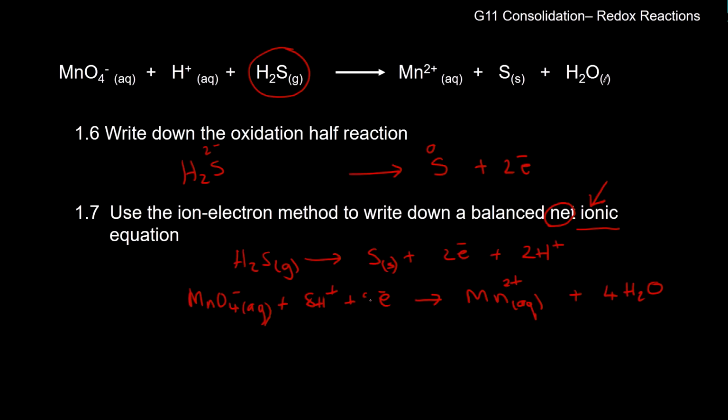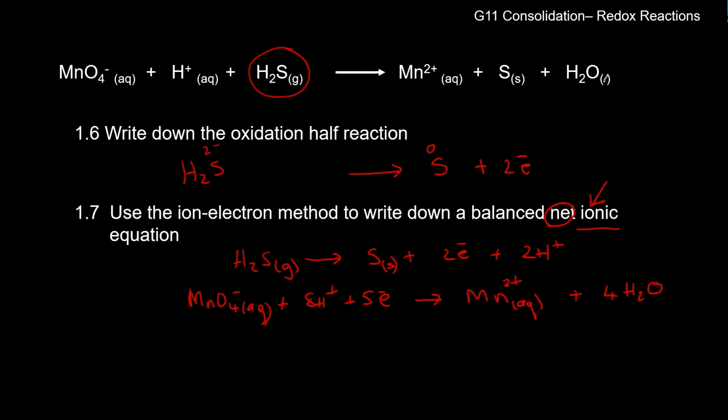Now, for this reaction to be balanced, we need to balance out the electrons. It's the electron transfer which is the thing that needs to be balanced. We can see that we've only got 2 electrons here, and we've got 5 here. So we need to work out what we can times these by to come up with the same number of electrons. So if we times this one by 5 and this one by 2, we're going to end up with 10 electrons in each, and that will give us a balancing of electrons.